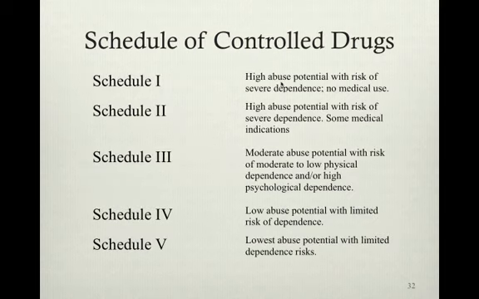The Schedule of Controlled Drugs, and this is what occurred in 1970. Schedule 1 has a high abuse potential with risk of severe dependence and has no medical use. Schedule 2, high abuse potential with risk of severe dependence, some medical indications. Schedule 3, moderate abuse potential with risk of moderate to low physical dependence and or high psychological dependence. Schedule 4, low abuse potential with limited risk of dependence. And Schedule 5, lowest abuse potential with limited dependence risks.